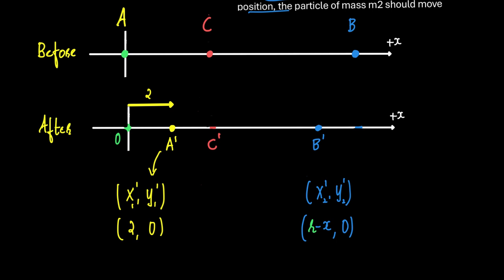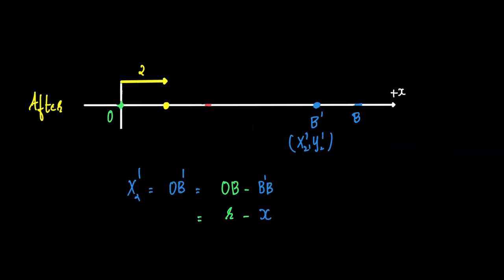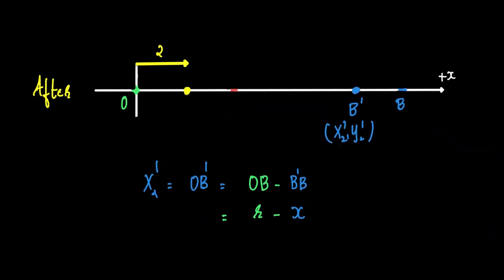Similarly, we have B moving towards the center of mass. Therefore, B moves a distance towards the center of mass, say x. So what will be the coordinates of B dash? It will be r minus x comma 0. So you may have a doubt here, so let me just take you through the calculation part.